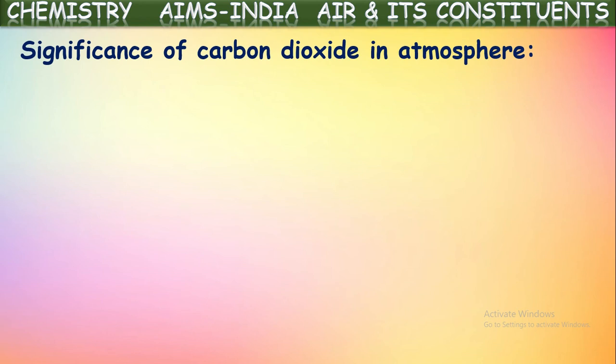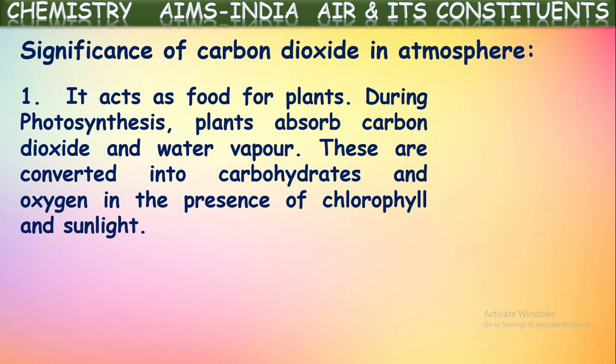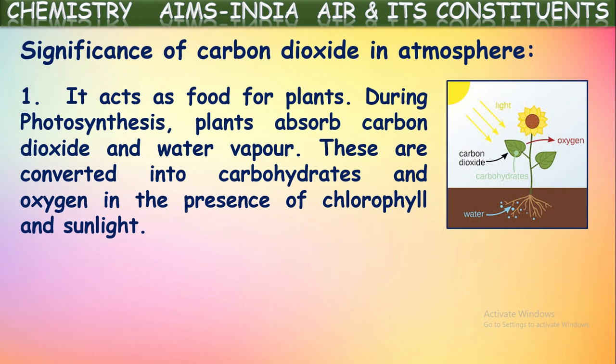What is the significance of carbon dioxide in the atmosphere? It acts as food for plants. Yes, carbon dioxide is a major source for food production in plants along with water. During photosynthesis, plants absorb carbon dioxide and water from the atmosphere. Of course, they take water through roots also. Mostly, they absorb carbon dioxide from the atmosphere through their leaves, and water is taken through their roots.